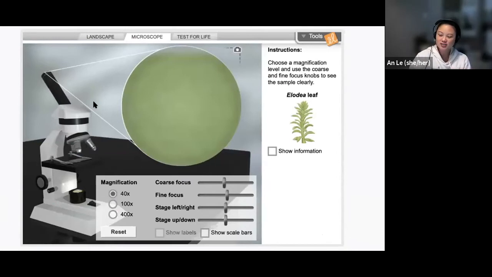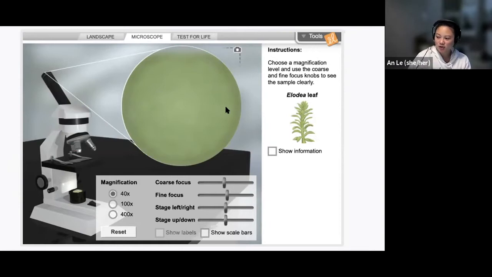So instead of looking through a microscope, you have your eyepiece that's up here. You have your magnification. You can control how much you're going to zoom in, basically 40, 100, or 400. It'll change depending on your sample. You see these knobs right here? You kind of turn them when you're looking at something under the microscope. That big knob is called the coarse focus, and the little knob is called the fine focus.